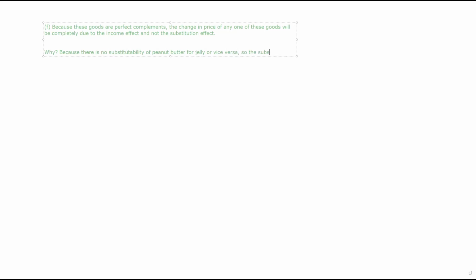So the substitution effect is 0. There is no substitution effect with regards to goods that are perfect complements. Okay, so I guess that's the only thing they want you to say for part F.